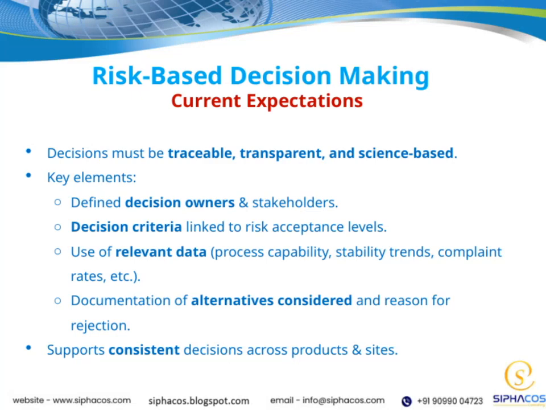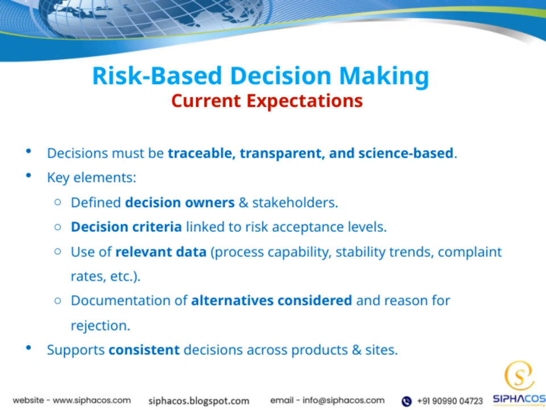When making decisions, it's crucial that they are traceable, transparent, and grounded in science. This means we need to clearly identify who owns each decision and who the key stakeholders are. By linking our decision criteria directly to risk acceptance levels, we ensure that our choices align with our safety and quality standards. Using relevant data is essential. Things like process capability, stability trends, complaint rates, and other indicators help us make informed, objective decisions.